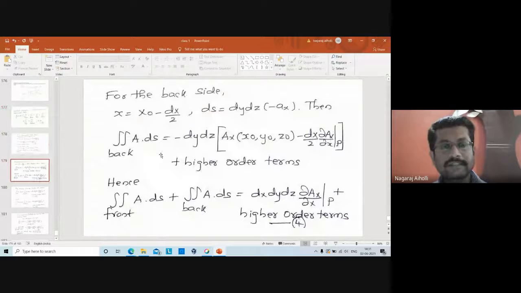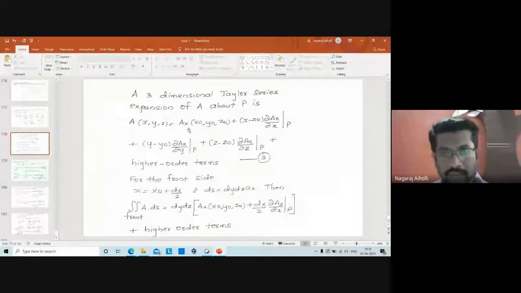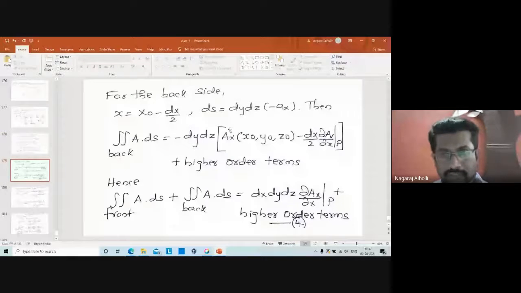For the back side, x is equal to x naught minus dx by 2. So ds is equal to dy dz into minus ax. Then the back integral of the vector a with respect to the small surface ds: ds is dy dz into minus ax, and the minus ax unit vector is 1, so it is minus dy dz. A, what is a? Again the same thing, go back to the Taylor expansion. A is ax of x naught, y naught, z naught, then x minus x naught.